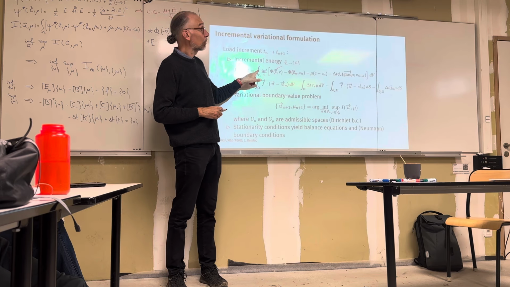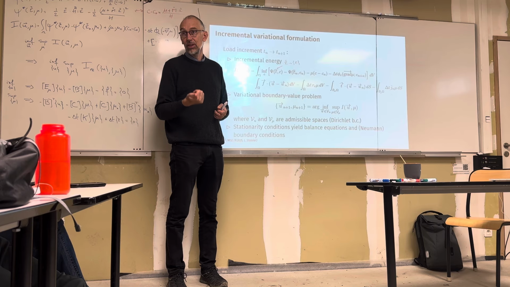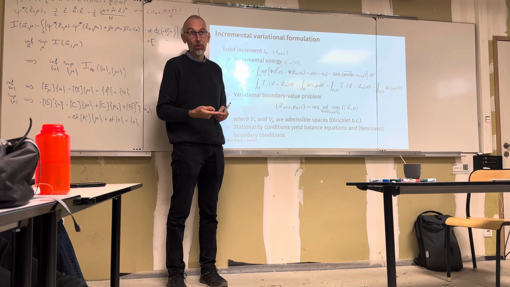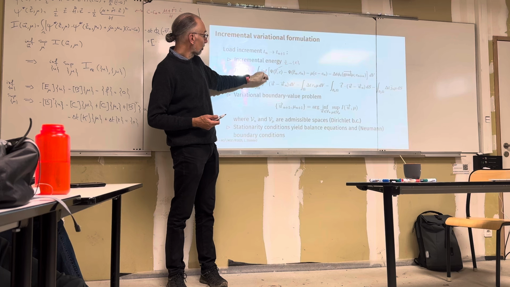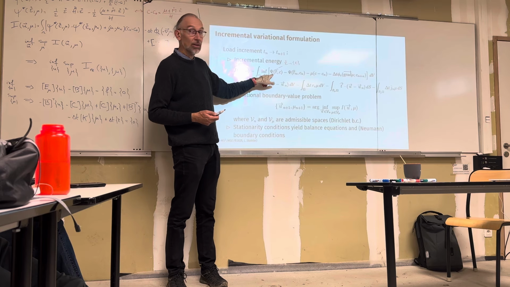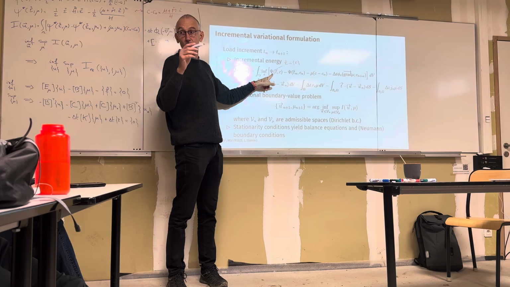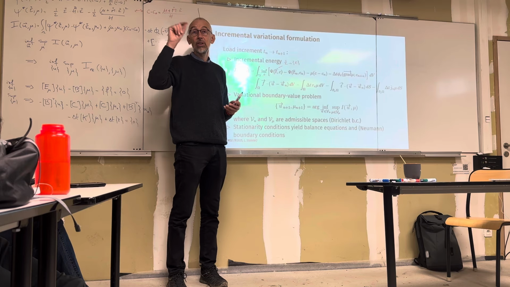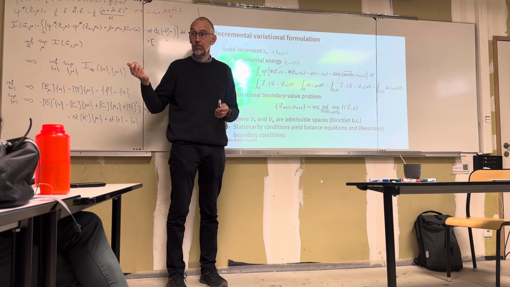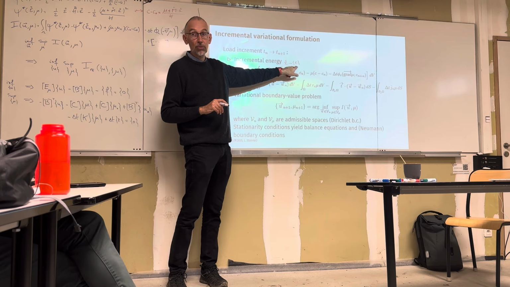This integral I'm going to replace by a sum over elements, and each integral over an element is going to be a sum over Gauss points, integration points. When I compute this integral, I'm going to make a weighted sum over the value of C evaluated at all the integration points. So I need to evaluate the epsilon at each integration point.